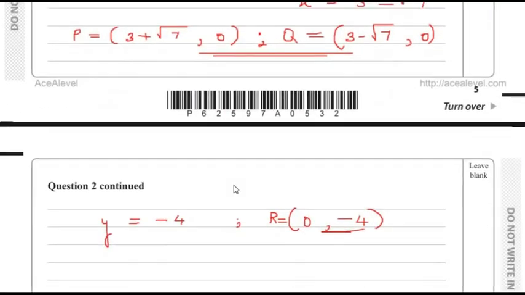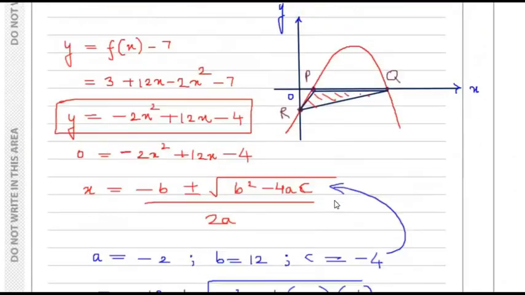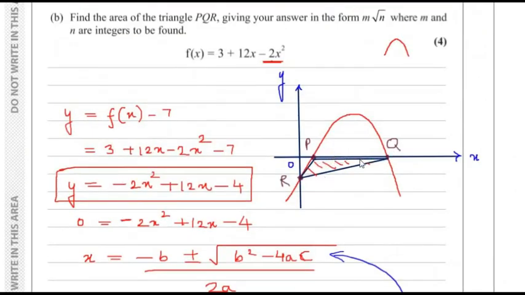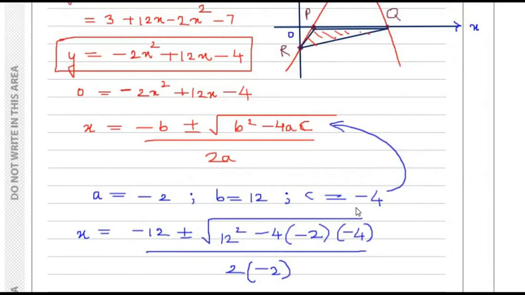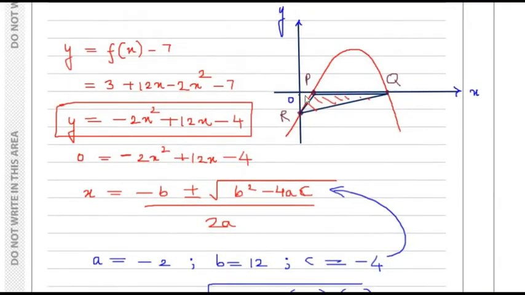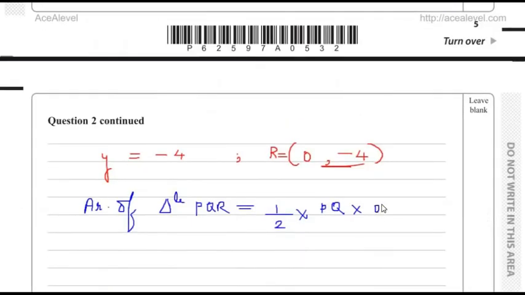So the area of triangle PQR is given as half times base. We can take the base as PQ. So half times base PQ times height. Height is nothing but the perpendicular height for this triangle. This is the perpendicular height, so we can take it as from the origin to the point R.